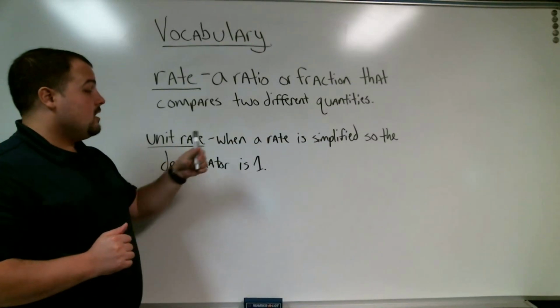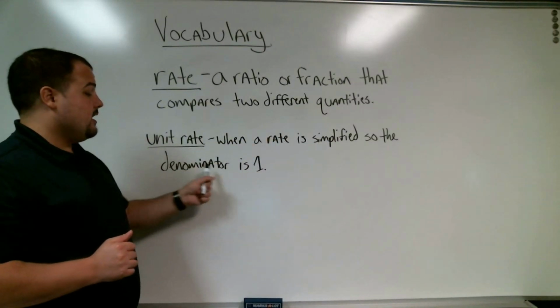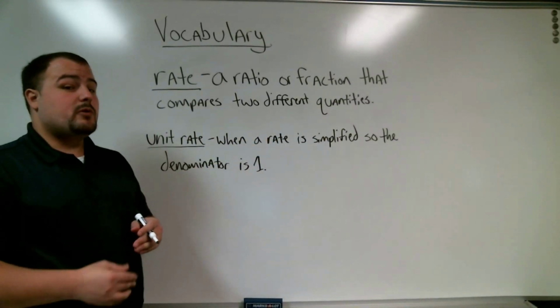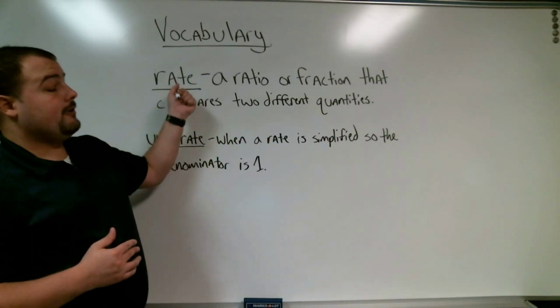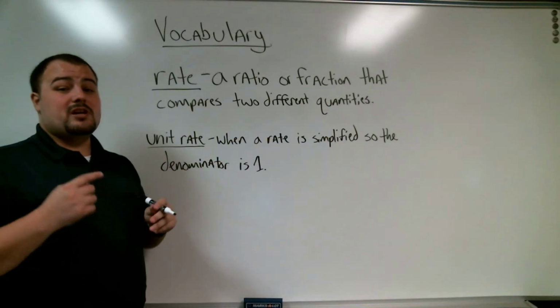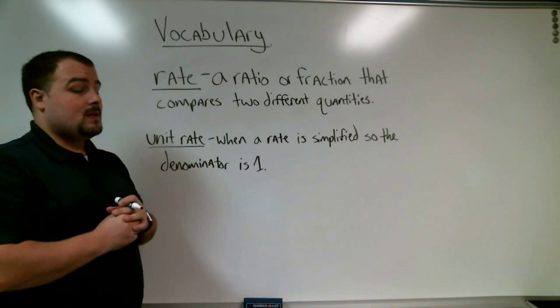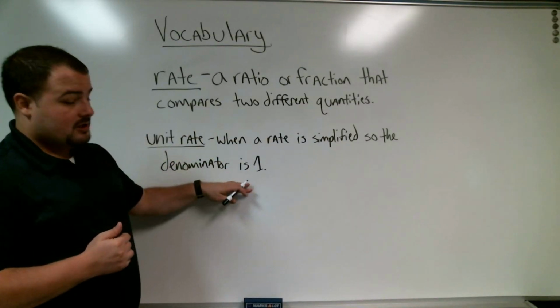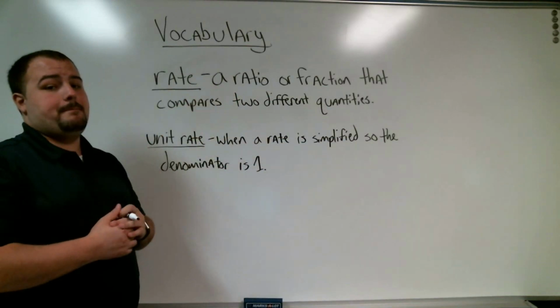A unit rate is when a rate is simplified so the denominator is 1. What that means is we're actually going to change our fraction, or a rate, so it becomes a unit rate by dividing the bottom so we can change it to the number 1. And what we do in math is whatever we do to the bottom, we have to do to the top.